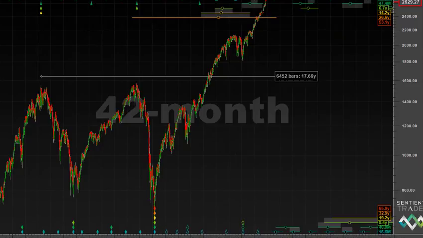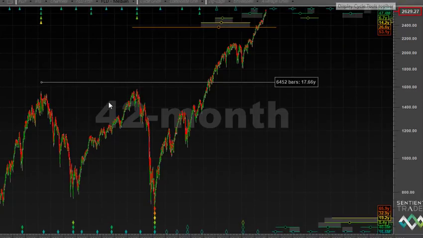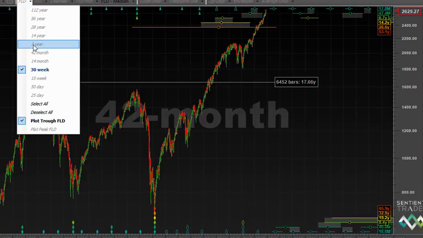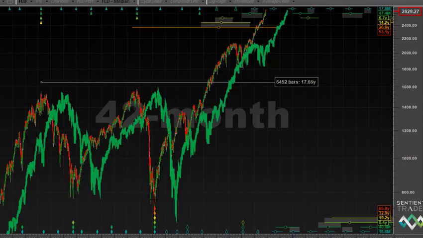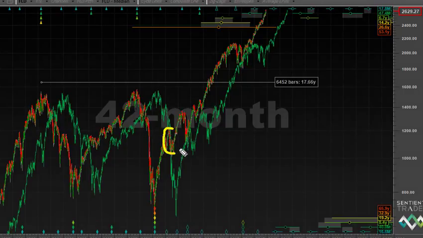Let's have a look at some FLDs on this analysis, which, in my opinion, is the best analysis to be really watching. And so there's the 42-month FLD. Let's see if we can start building a bit of an idea of the FLD trading strategy here. Let's turn off that 30-week. So here we have price crossing up above the 42-month FLD, this position over here. Here we have price crossing up above the 42-month FLD following a major trough.